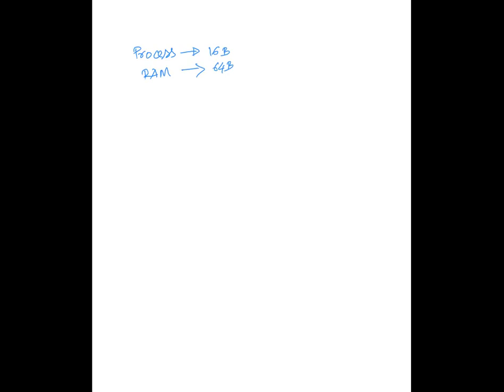And as you know, your page size is always equal to your frame size. A frame is a partition in your RAM, and a page is a partition in your process. We consider this to be 4 bytes for each frame size as well as page size.